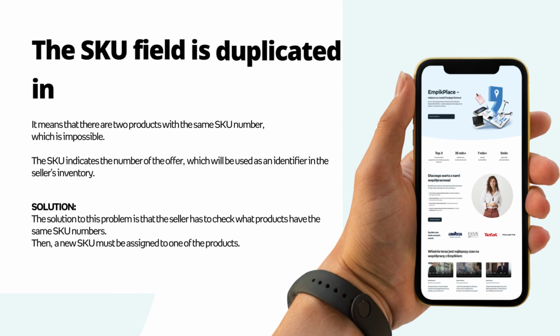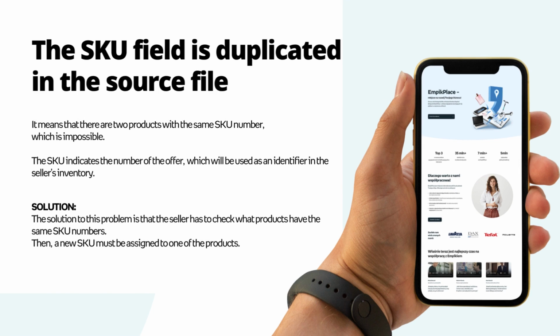The SKU field is duplicated in the source file. It means that there are two products with the same SKU number, which is impossible. The SKU indicates the number of the offer, which will be used as an identifier in the seller's inventory. The solution to this problem is that the merchant has to check what products have the same SKU numbers. Then, a new SKU must be assigned to one of the products.